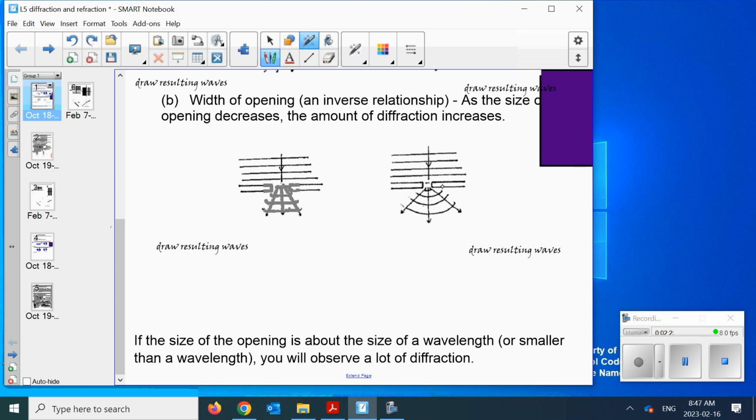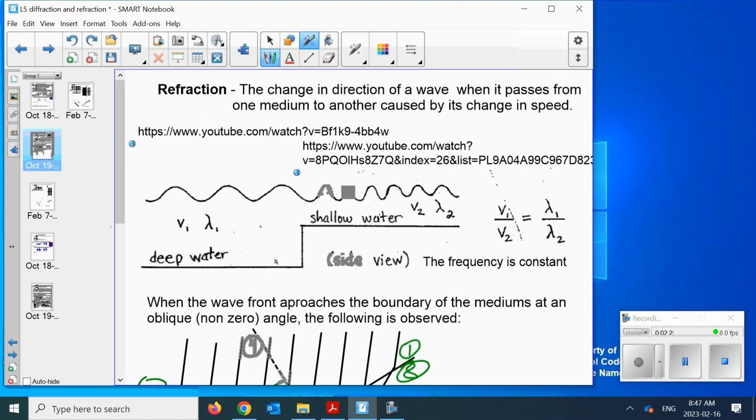That's diffraction. Today, though, we're going to look at refraction. And I gave you guys this handout, and whoever was missing, grab this, and we're going to look at this handout.